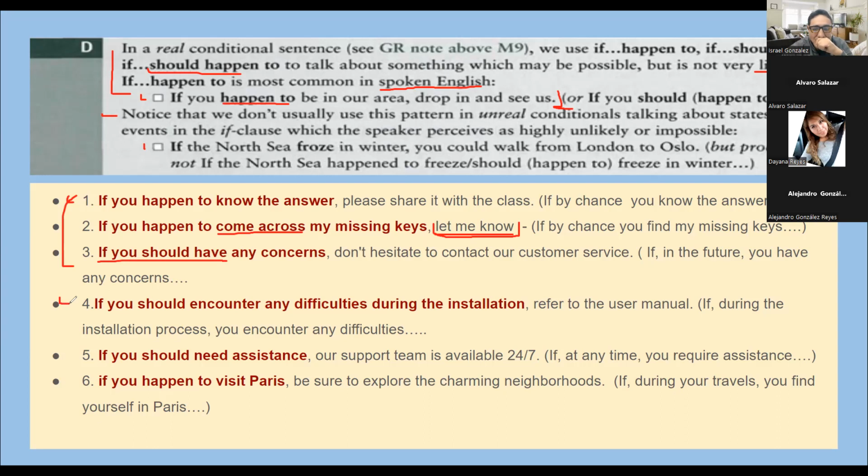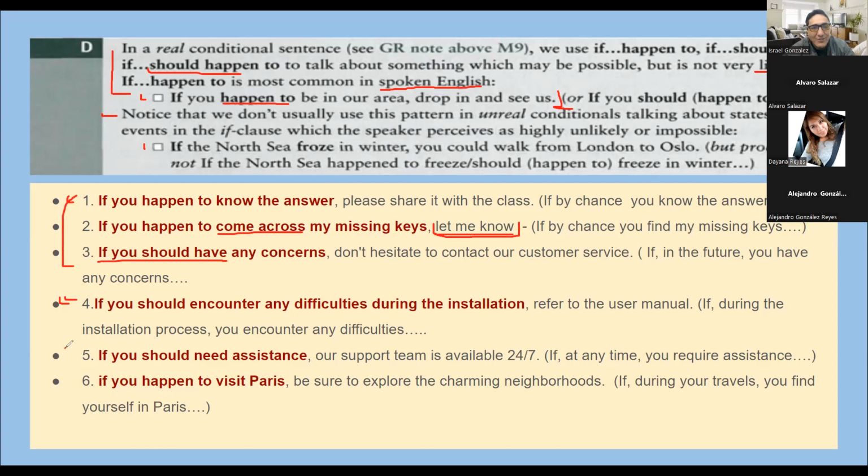Okay, teacher. And if you should encounter any difficulties during the installation, refer to the user manual. If during the installation process you encounter any difficulties, you go to the installation manual. In this case, it is very formal, as you can see. Maybe it is part of the instructions for something. Maybe you have followed all the instructions, and at the end they say, if you should encounter any difficulties, like saying we invite you, but in a very formal way.